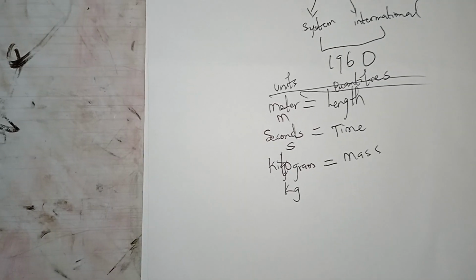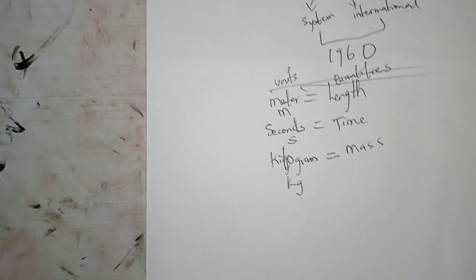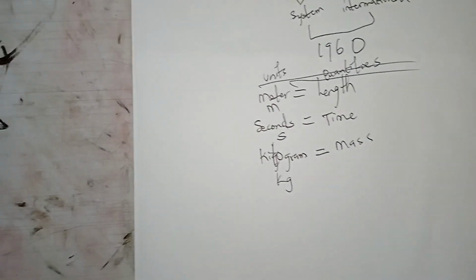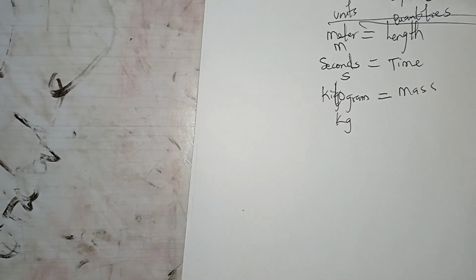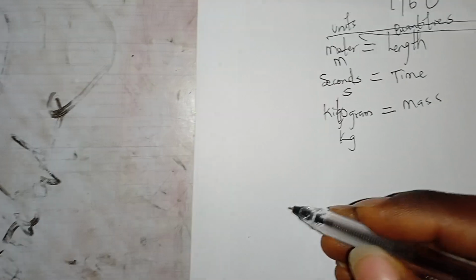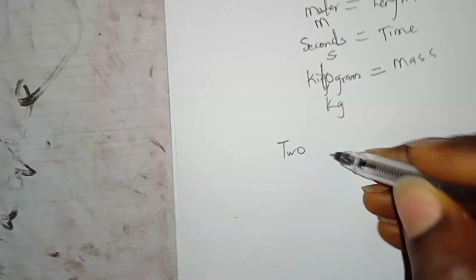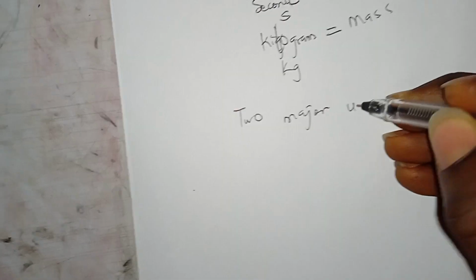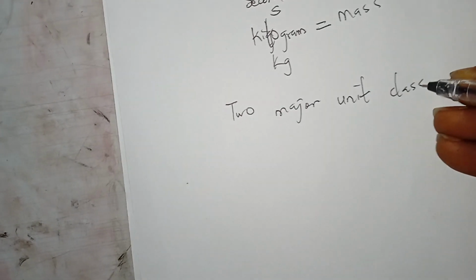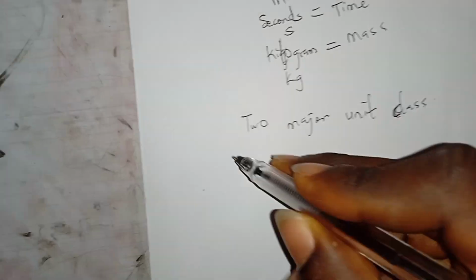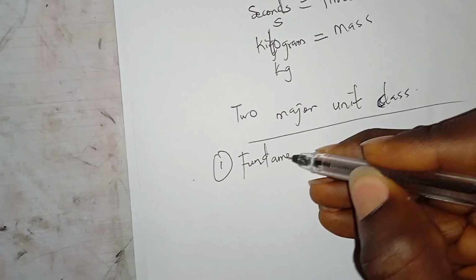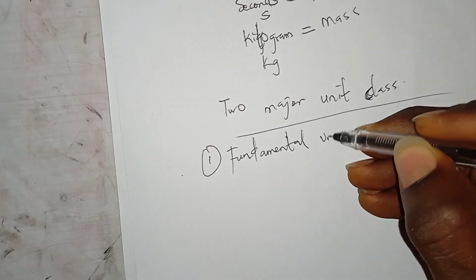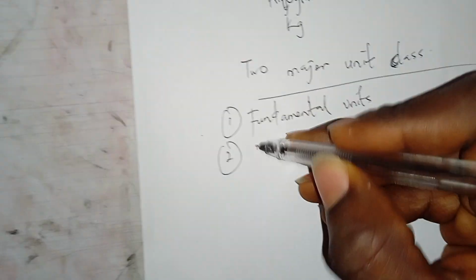So there are seven fundamental quantities and so many quantities called derived quantities. But you need to just know this introductory part. So the international system of units are used universally, and they contain two major classes of units. Number one is what we call fundamental units. Number two is what we call derived units.